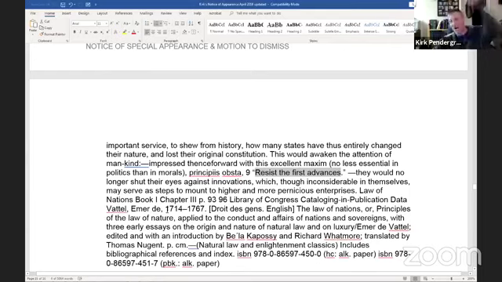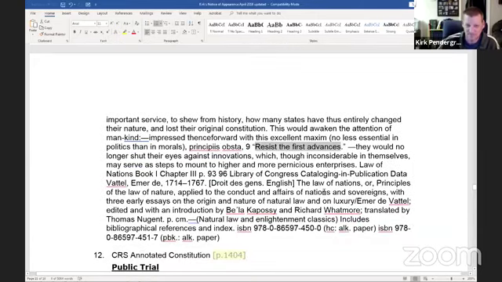It's already in our catalog as being part of our law of this nation, America, right? The law of nations, or principles of the law of nature, applied to the conduct and affairs of nations and sovereigns. What are we talking about there? The people are sovereign. The state, the people in the status of society are sovereigns, not the citizens.